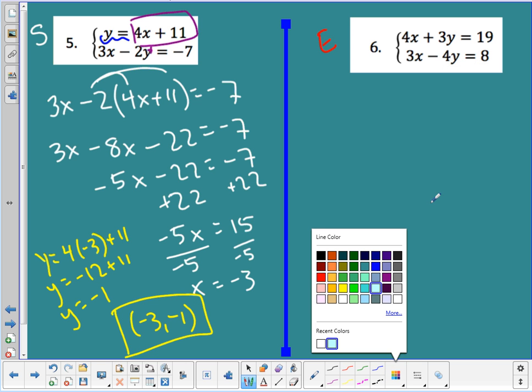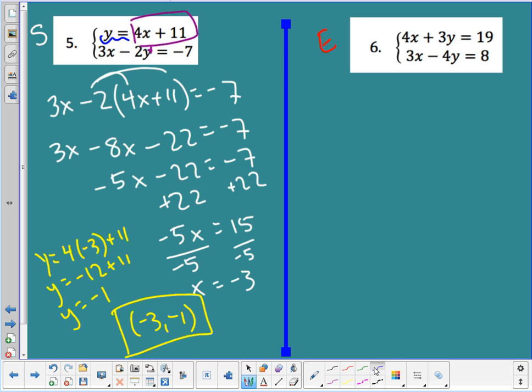So let's take a look at our two scenarios here. I need to cancel out one of my variables. I notice that my y terms have one positive and one negative, so I'm going to focus on those. I would need to get them both to be a 12 coefficient. So I'm going to multiply the top one by 4 and the bottom one by 3. And that's going to give me a positive 12 and a negative 12, which then will cancel out.